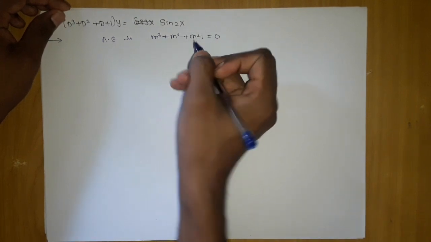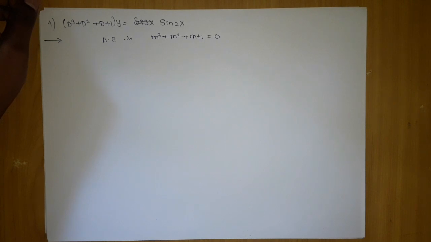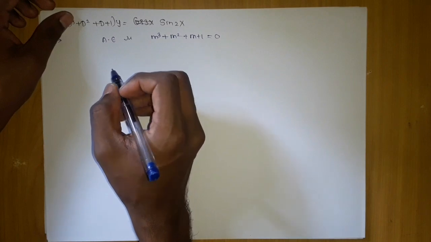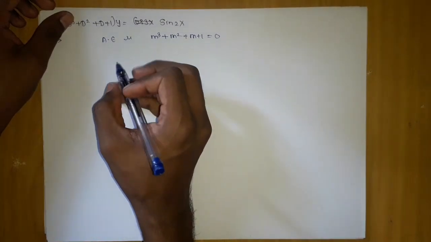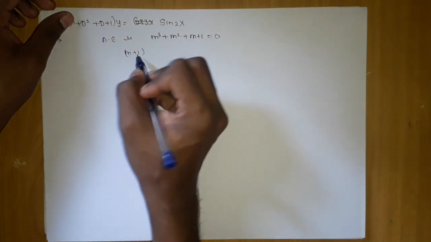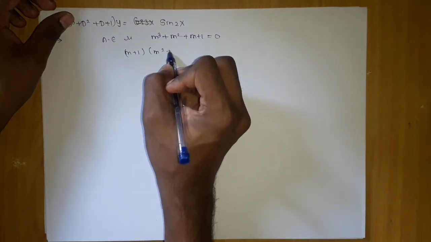This is a cubic equation, and in a cubic equation we try to find one root by hit and trial, which is mostly 0, 1, 2. After getting that root, we divide the given cubic equation by it and get a quadratic. After doing that, what you finally get is (m + 1)(m² + 1).